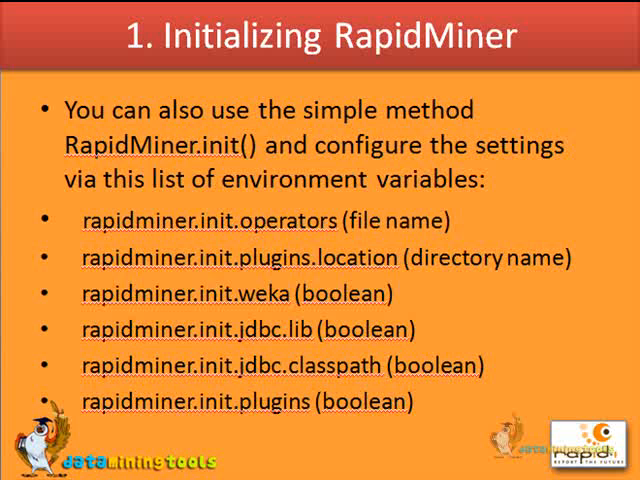RapidMiner.init.operators, to specify a file name. RapidMiner.init.plugins.location, to specify a directory name. RapidMiner.init.weka, a boolean for whether using the Weka operators or not. RapidMiner.init.jdbc.lib, a boolean for whether you're using Java database connectivity or not. RapidMiner.init.jdbc.classpath, RapidMiner.init.plugins. Right. So this is the first step in which RapidMiner is initialized.